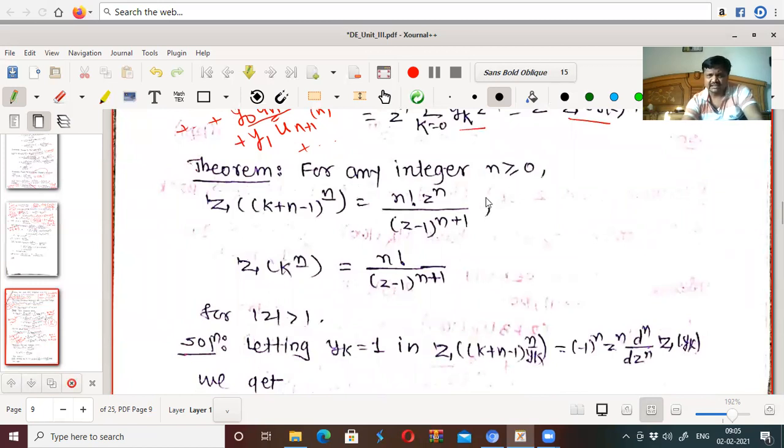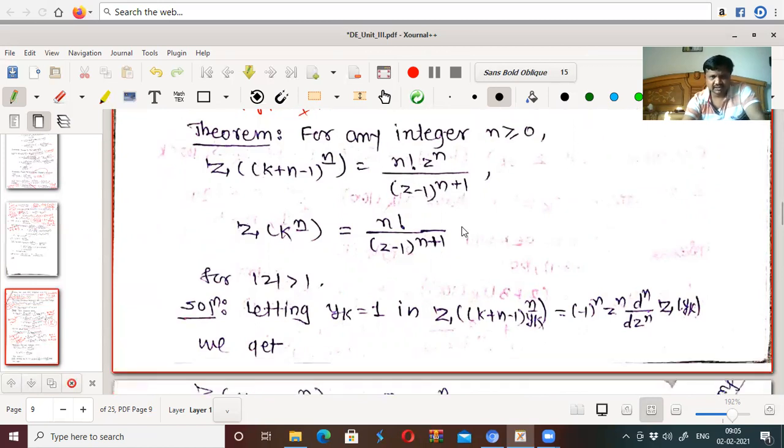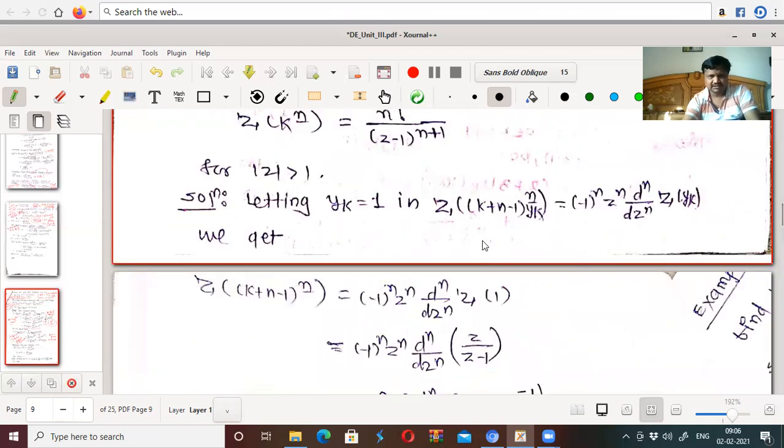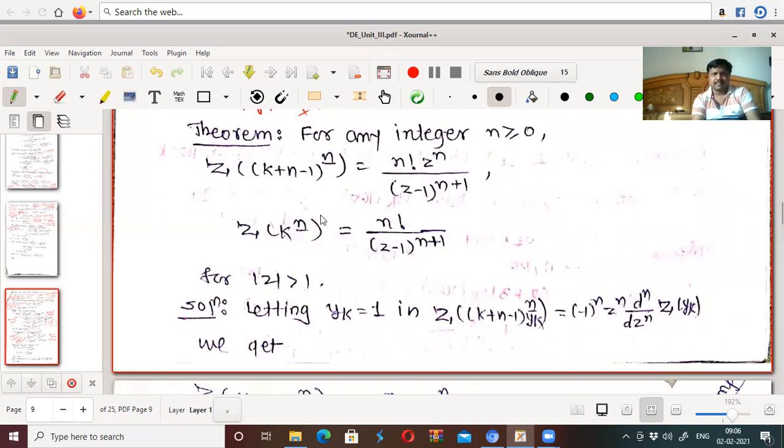One more result is there. For any integer n greater than or equal to 0, that is, a non-negative integer, the Z transform of (k+n-1) to the falling n equals n factorial times z^n upon (z-1)^(n+1), and the Z transform of k to the falling n equals n factorial upon (z-1)^(n+1). Okay. So we'll find this as well as this.